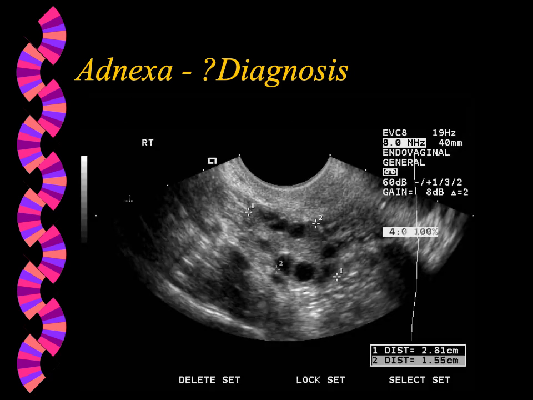Here is another example of similarly sized follicles lining the periphery of the ovary. And this again is an example suggestive of polycystic ovarian syndrome. But what you'll notice in both of these two, the ovary is normal in size. More frequently with polycystic ovarian syndrome, the ovary is a little bit more enlarged.